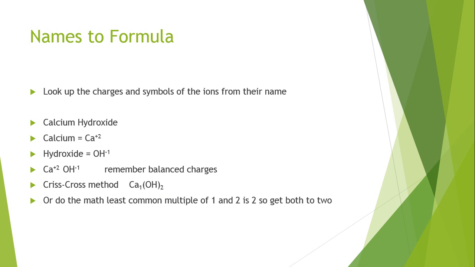Or we could use the least common multiple method. The least common multiple of 2 and 1 is 2. So what do you need to do to get them both to 2? Well, to get 2 to 2, you need to multiply by 1, so that's your subscript for the calcium. And to get from 1 to 2, you need to multiply by 2, so that's the subscript for hydroxide.